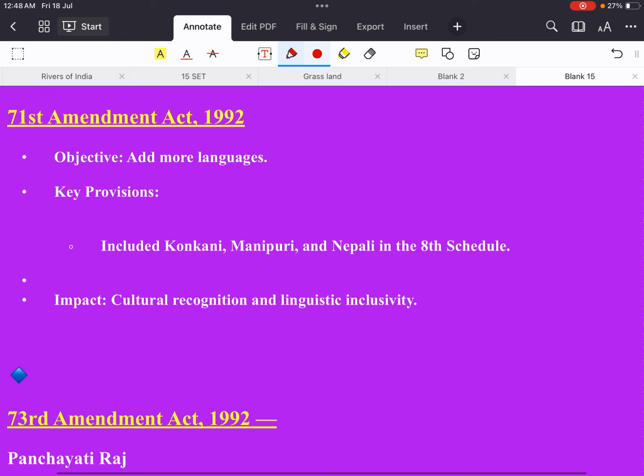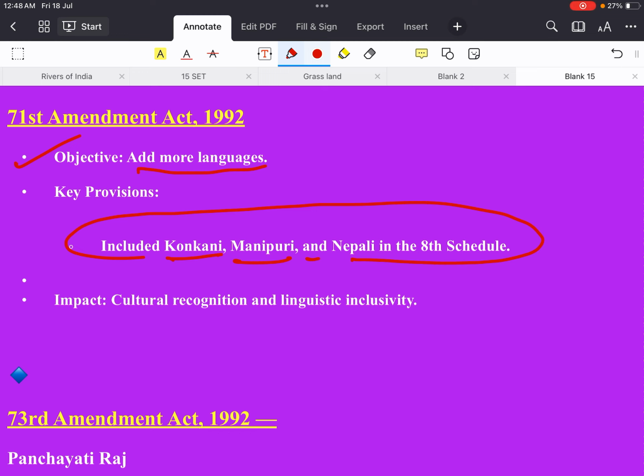Then the 71st Constitutional Amendment Act. What was the objective? Added more languages. What are the key provisions? Included Konkani, Manipuri and Nepali in the 8th Schedule. What was the impact? Cultural recognition and linguistic inclusivity.